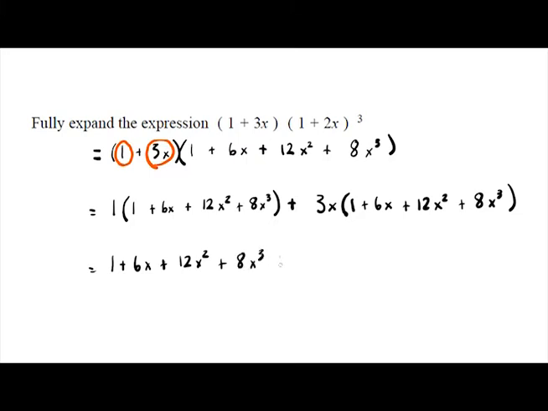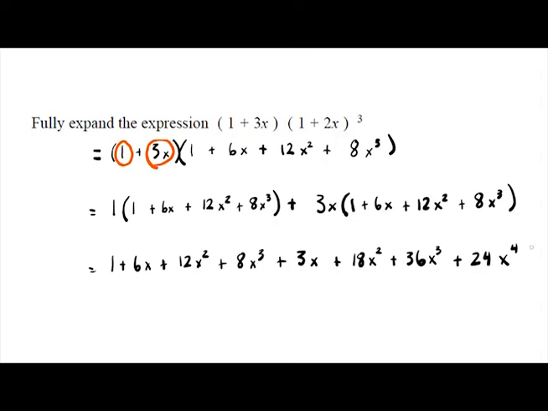Plus, then we multiply 3x times each term. We have 3x plus 3 times 6, 18, x times x, x squared, plus 3x times 12x squared. We have 3 times 12, 36, times x squared, x cubed, plus 3x times 8x cubed. So we have 3 times 8, 24, x times x cubed, that's x to the 4th power.